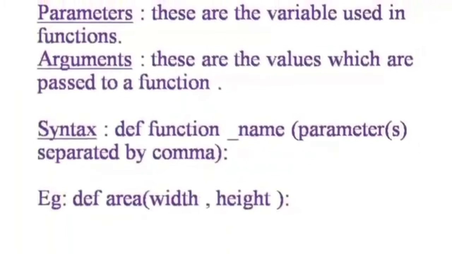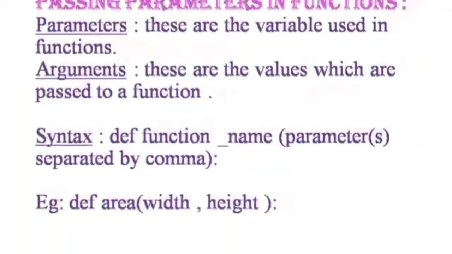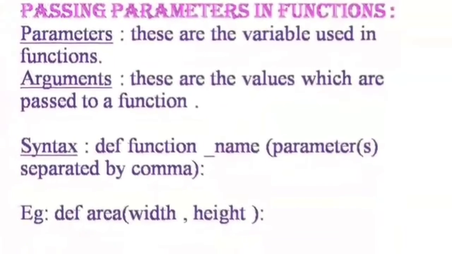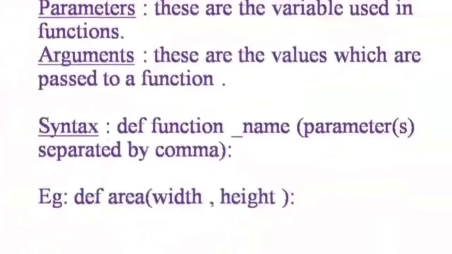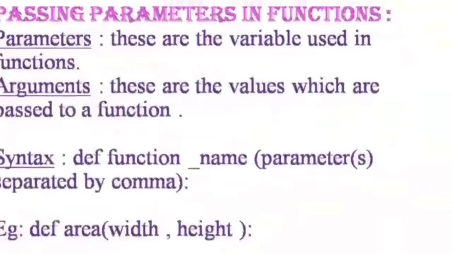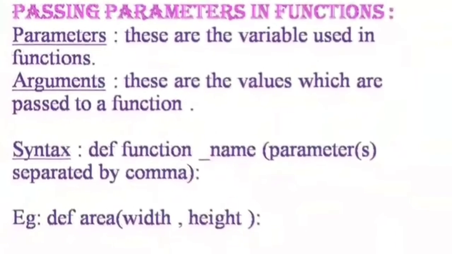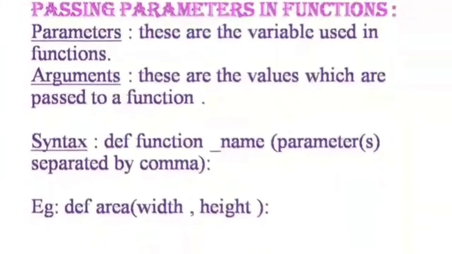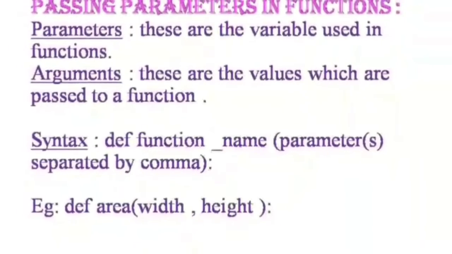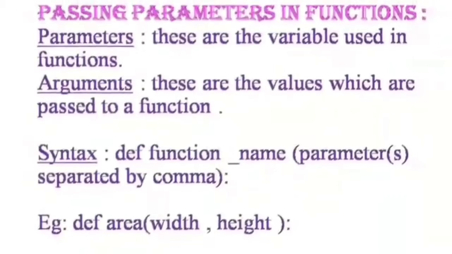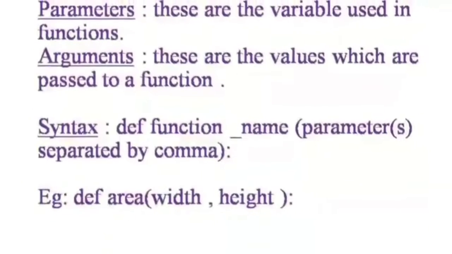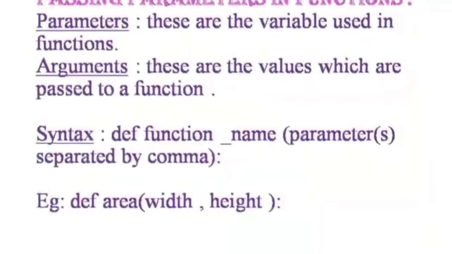Passing parameter in a function. First we will see what is a parameter. These are variables used in a function. Arguments are the values which are passed to a function. Now, this is the syntax for passing parameters. Def, function name, parameters separated by comma. Now see this example. Def area is the name of the function and it has two parameters.